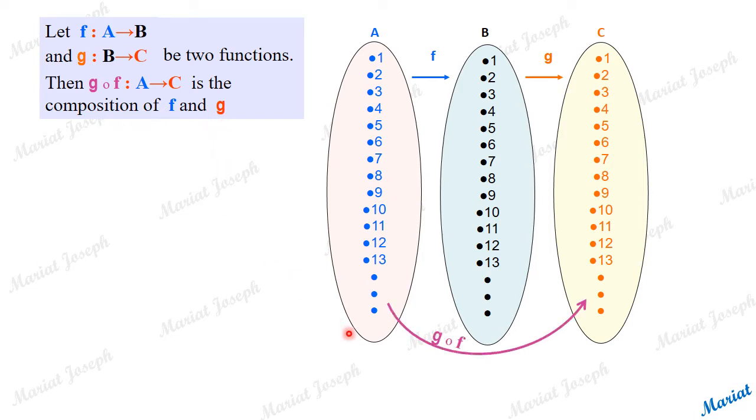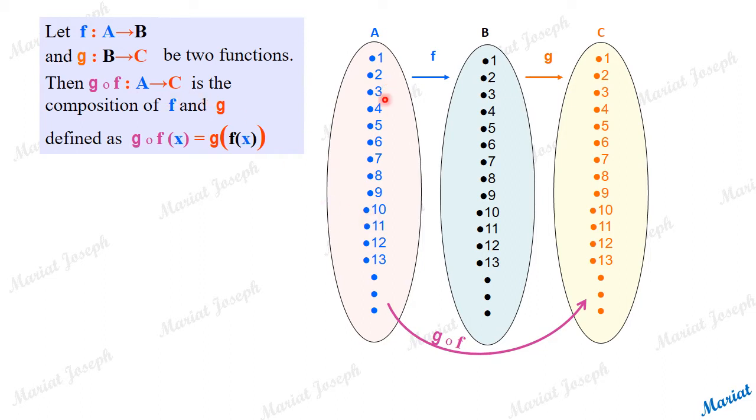It is from A to C, composition of f and g, defined as GOF of x is equal to g of f of x. Let's see what it means. First of all, this composition of the two functions, this new function GOF, will take the domain set A and the codomain set C. So GOF is defined from A to C. And how is it defined?